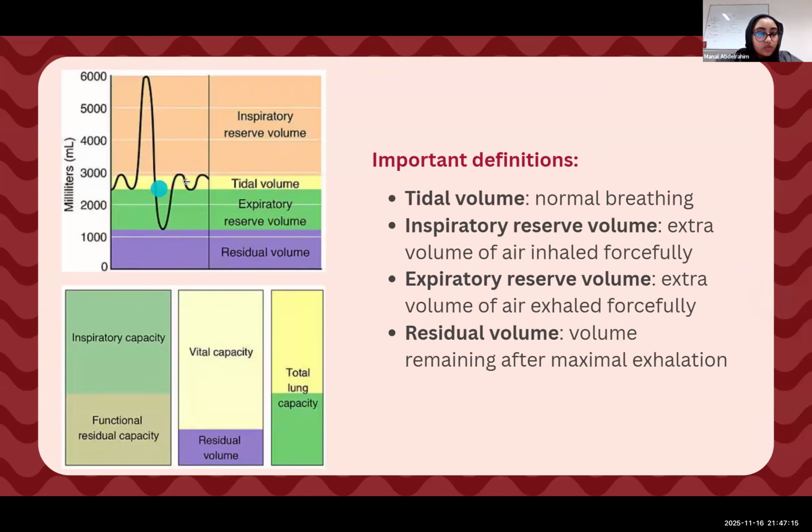Now we have tidal volume, which is the normal breathing volume. We have the inspiratory reserve volume, which is the maximum inhalation. If I inhaled maximally, this is the volume that's filling my lungs. We have expiratory reserve volume, same thing, but for exhalation. So maximum exhalation, the maximum amount of air that I can exhale forcefully. And we have the residual volume, which is the volume that remains in your lung and you can't exhale it.